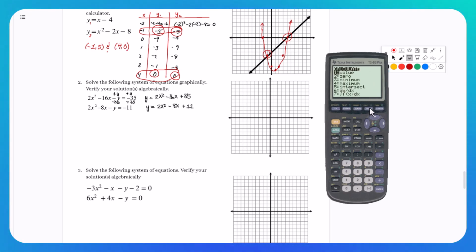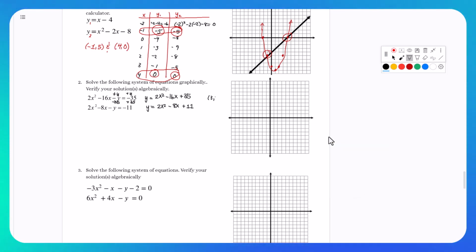We go second, trace, and we find 5 for intersect again. Just by the shape of the graph, the shape of quadratics, we have the solution is 3 and 5. Well, we want to verify this. So we're going to take 2x squared minus 16x minus y as our right-hand side, and we're going to compare it to the left-hand side of negative 35.